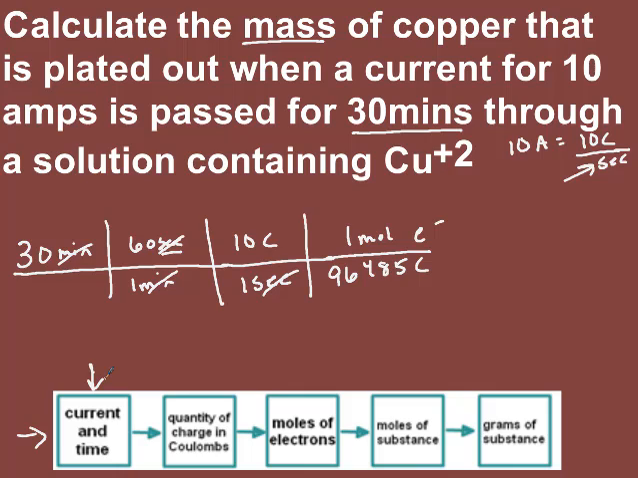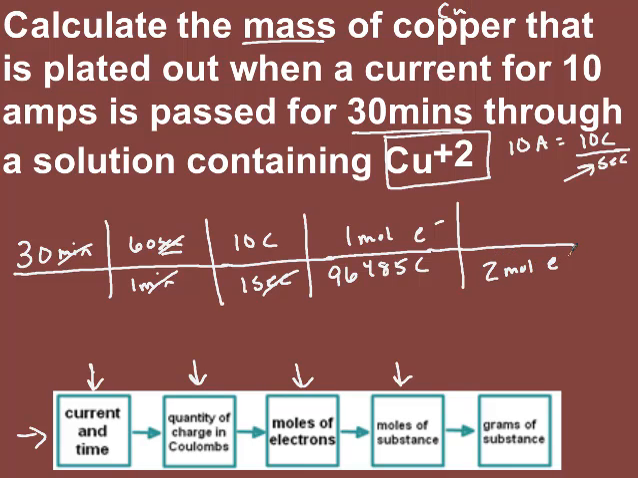So we've done our current and time. We got our quantity of charge in coulombs. Now we're figuring out our moles of electrons. And now we need to figure out our moles of substance. To figure out your moles of substance, you look at what we have. We're trying to go from copper plus 2 to copper. In order to do that, we need 2 moles of electrons because the charge is a plus 2. We're trying to go from plus 2 to neutral. That's 2 electrons for every 1 mole of copper.